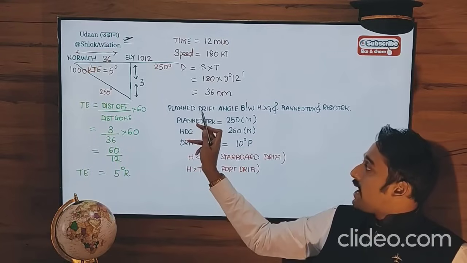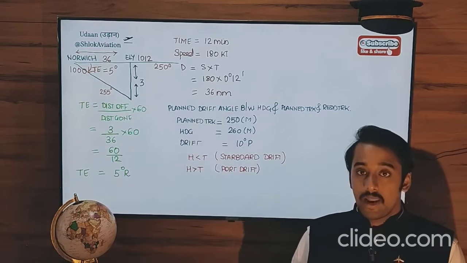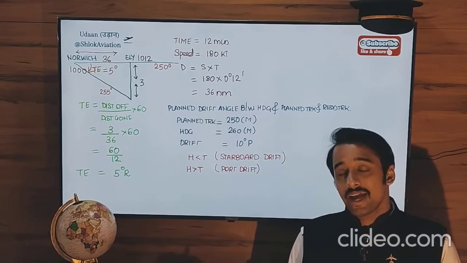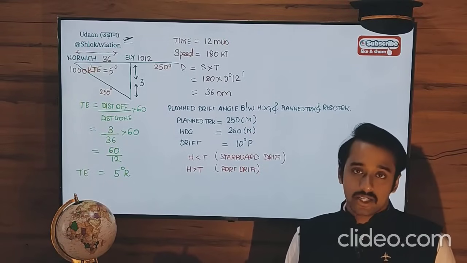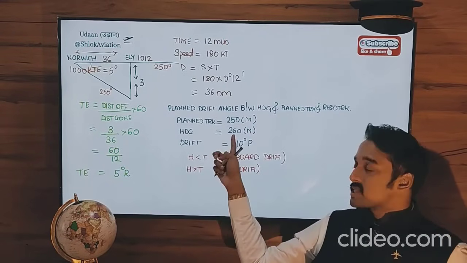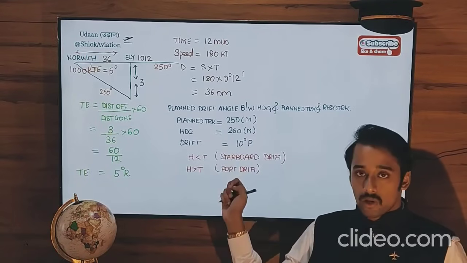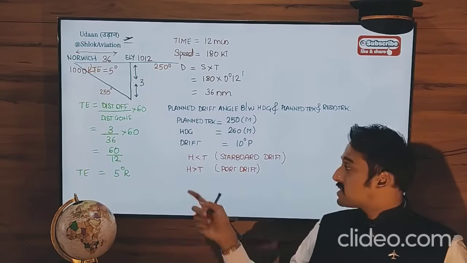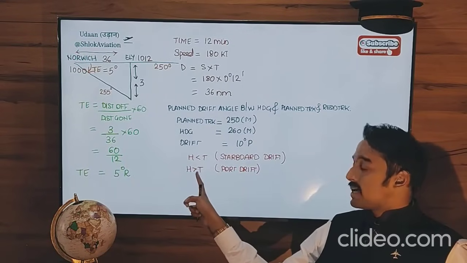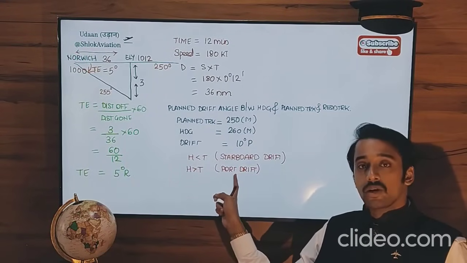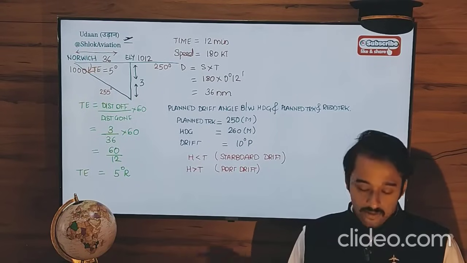Okay. So planned drift. Now they have asked us to find planned drift, which is the angle between your heading and your planned track. So heading is 260, planned track is 250. So drift is 10 degrees port or left hand side. Why left hand side? If heading is more than track, you are experiencing a port drift or left hand side drift.